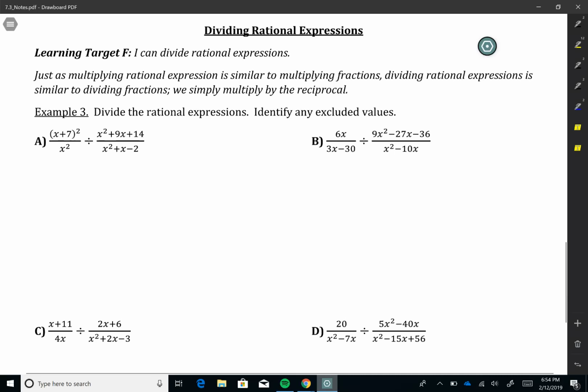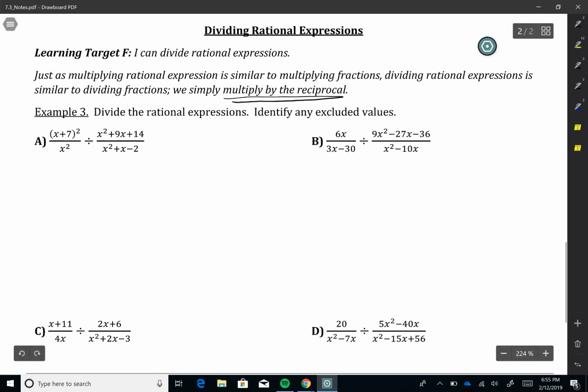Hey guys, and welcome to our final video of 7.3, and we have finally gotten to dividing rational expressions. Now, just as multiplying rational expressions is similar to multiplying fractions, dividing rational expressions is similar to dividing fractions. We simply multiply by the reciprocal.